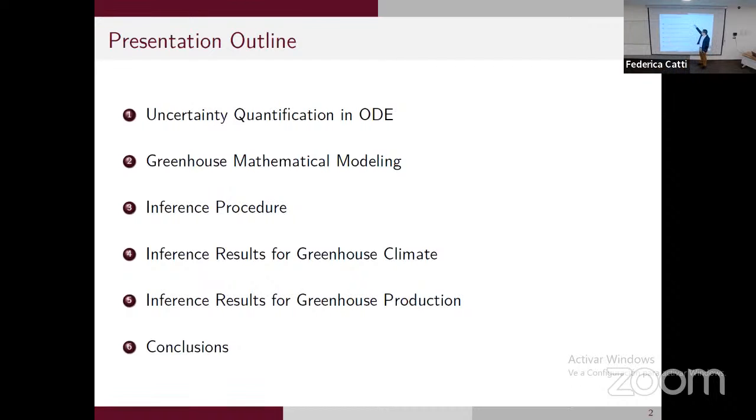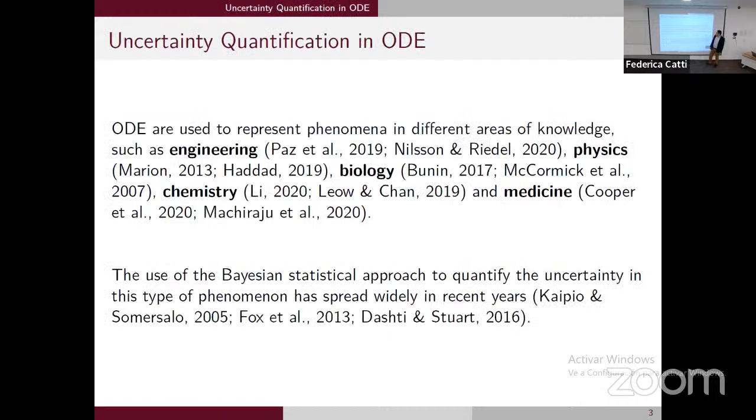First, I will talk about uncertainty quantification in ordinary differential equations. That is because the models that are used to represent the operation of greenhouses are basically all these systems. After that, I will talk about the elements that must be taken into account for greenhouse mathematical modeling. Then I will talk about the inference procedure that we propose in the context of greenhouse mathematical modeling. After that, I will show you the inference results that we have for greenhouse climate and for greenhouse production. And finally, I will talk about the main conclusions of this work.